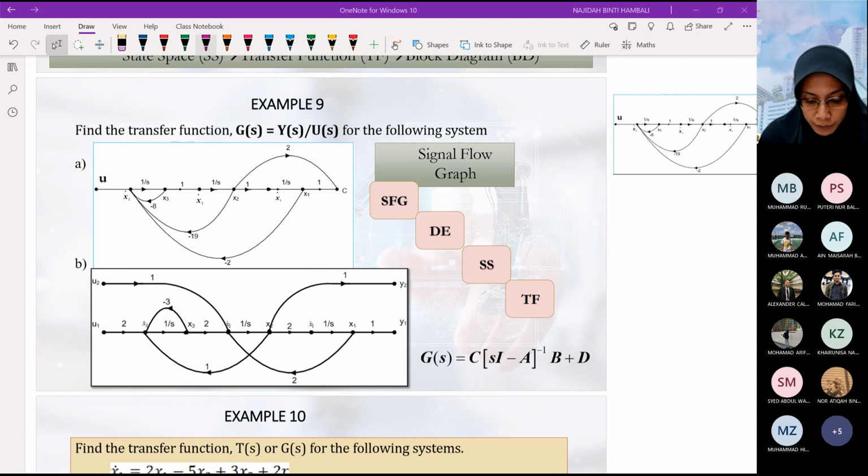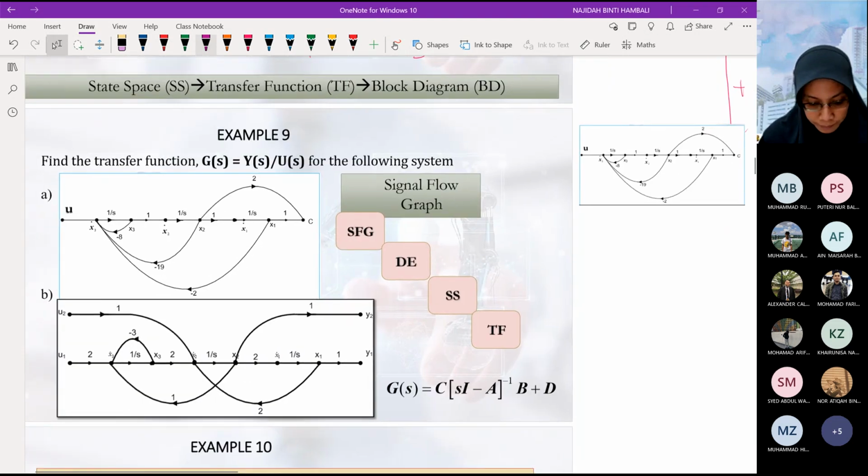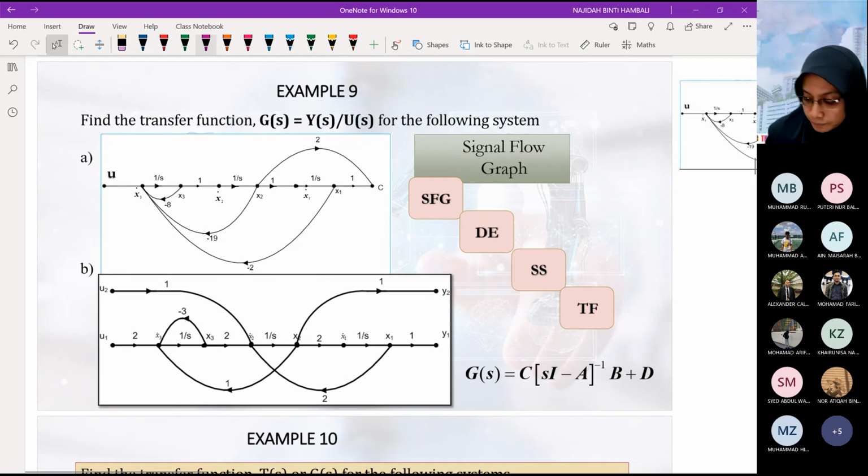Okay, let's continue in example 8. Okay, for example 9, instead you're given the state space equation, for this one the state space equation is not directly given in the question, but you are provided with a signal flow graph sketch. Then you need to extract the information until you can construct your state space equation. Then only you can convert from state space to transfer function in S domain.